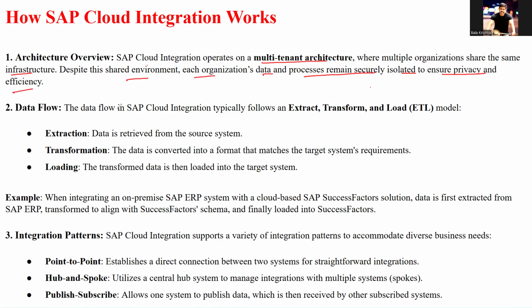Now, data flow. How does the data flow? Data flow in SAP Cloud Integration typically follows the extract, transform, and load (ETL) model. E stands for extraction: data is retrieved from the source system. Then transformation: the data is converted into a format that matches the target system's requirements. And then loading: after transformation, the data must be stored in some database, whether a cloud database or a local database. Transformed data is then loaded into the target systems.